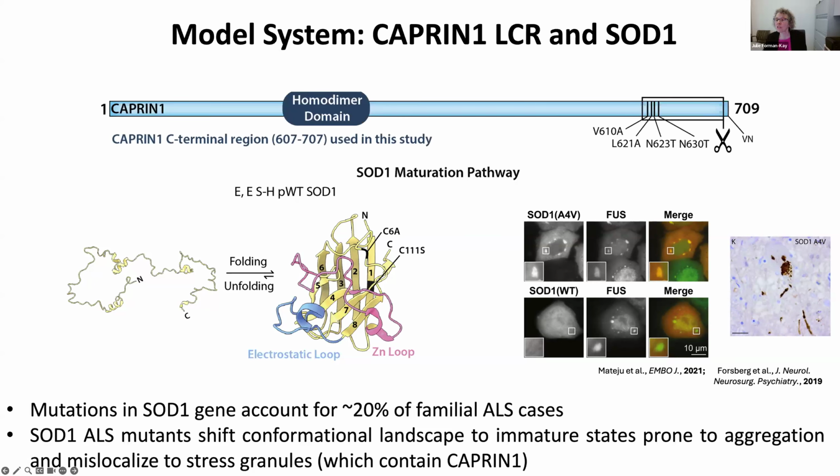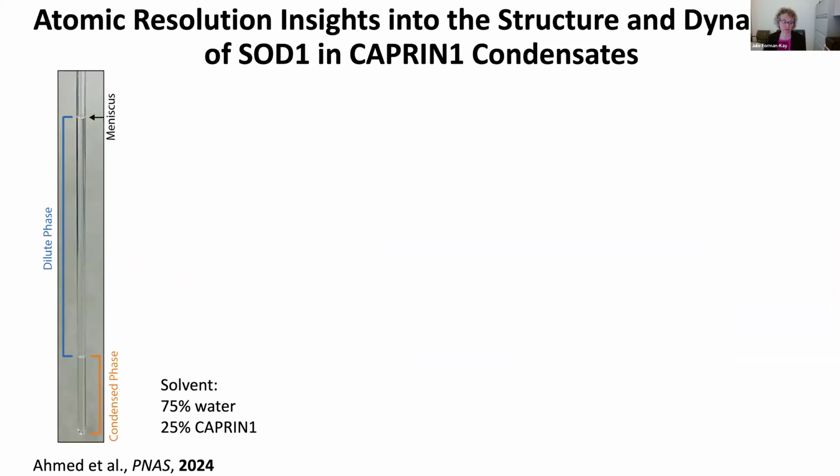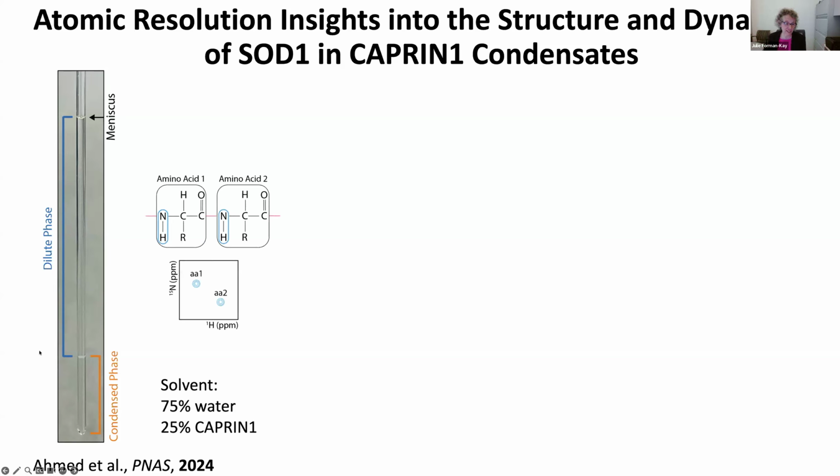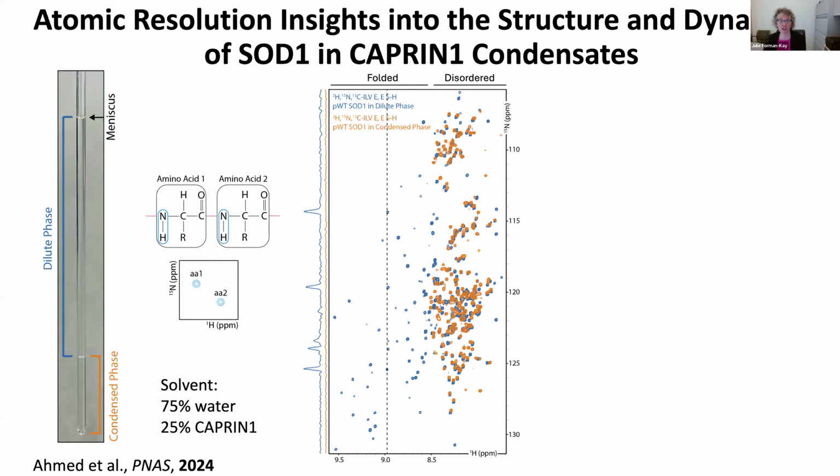In our model system, we're going to use caprin-1 as our scaffold protein because this is one of the major scaffolds in stress granules, but we're going to look at the last 100 residues, a low complexity, intrinsically disordered region that is sufficient for phase separation. We take these micron-sized condensates of SOD1 and caprin-1, and they merge together to form a giant condensate that we can settle at the bottom of our NMR tube. This condensed phase has about 75% water, and the rest by mass is caprin-1 as the solvent. We're going to start with N15 proton correlation NMR experiments.